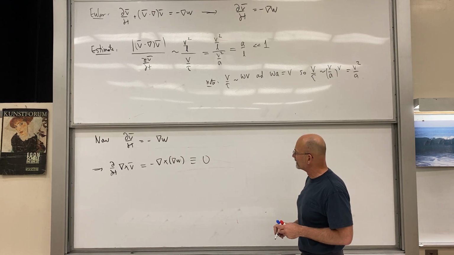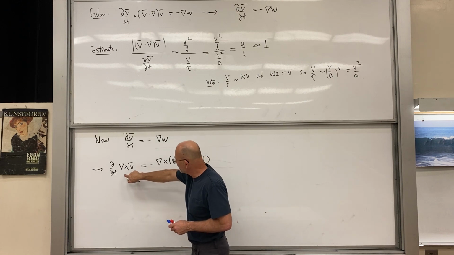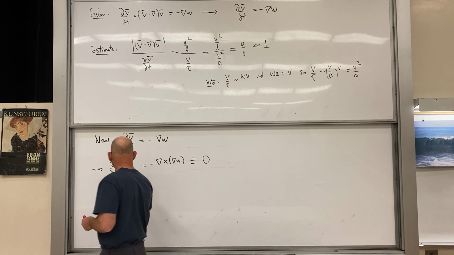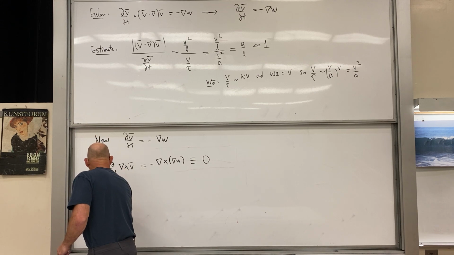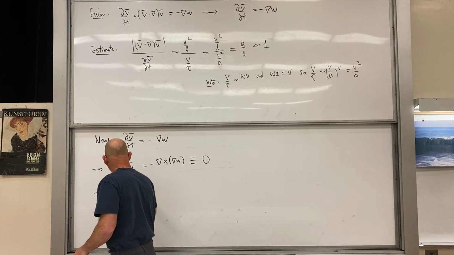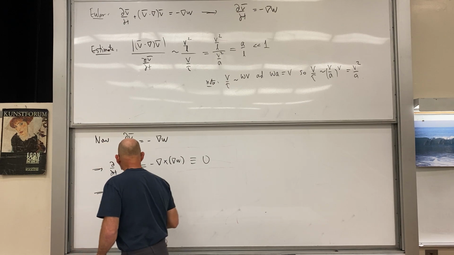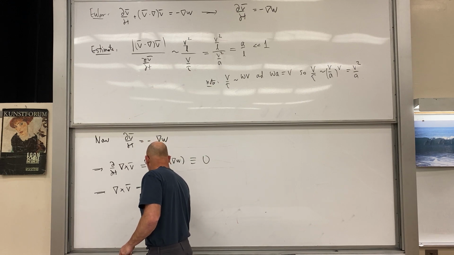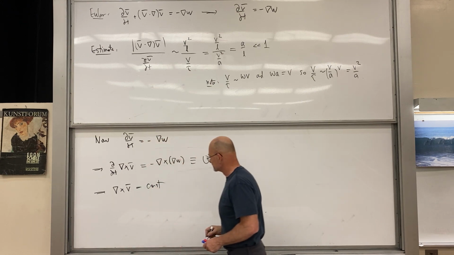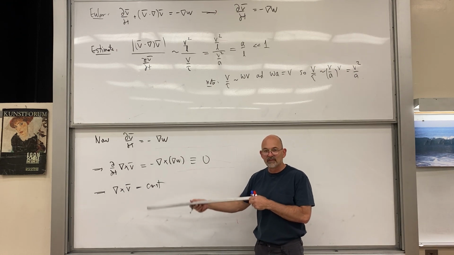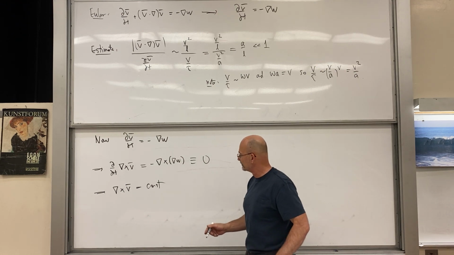And here, of course, I've just exchanged the order of derivatives the way we do. So that means, since this is 0, that the curl of V is equal to constant. So we don't yet have that the curl of V vanishes, it's equal to a constant.